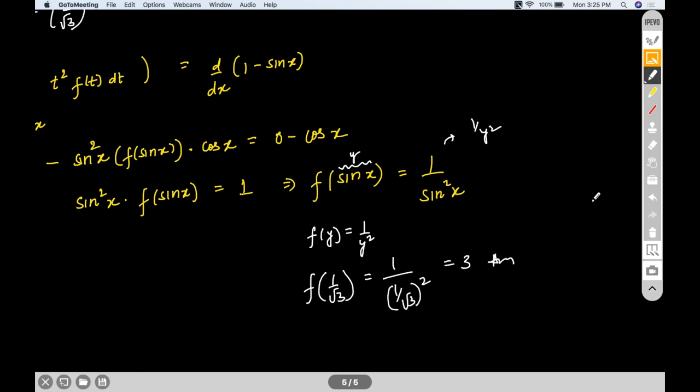Are you getting the point? So there's no need to actually know the function to solve this. You can easily apply Leibniz rule and it makes your effort so less in this. Is this clear? Please type CLR on your chat box if it is clear.